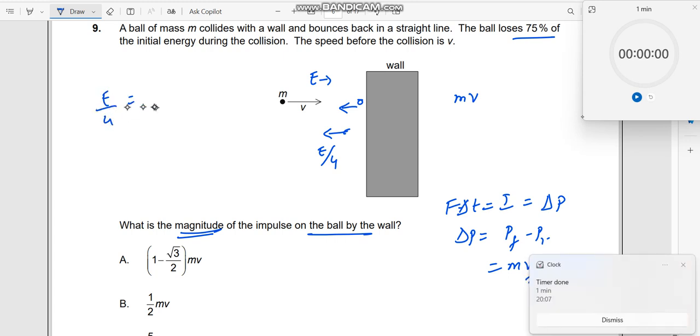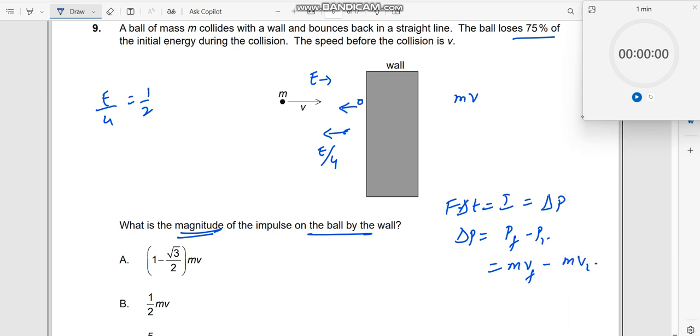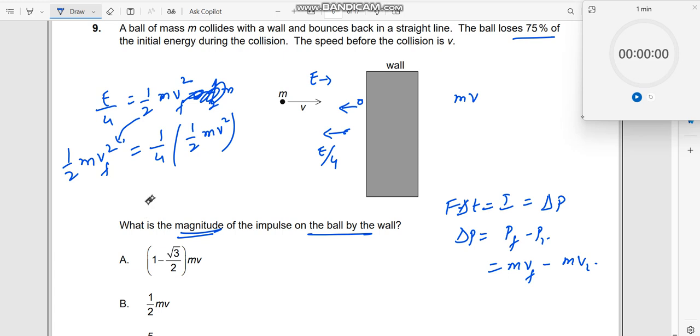E by 4 should now be equal to half m V final square, which should now be equal to 1/4 of the initial energy, half m V square, right? So if I equate these two, half m V final square is equal to so much. Then this m and this m go away, this half and this half go away. So V final should be equal to V by 2, right?